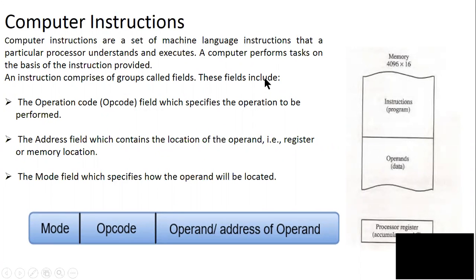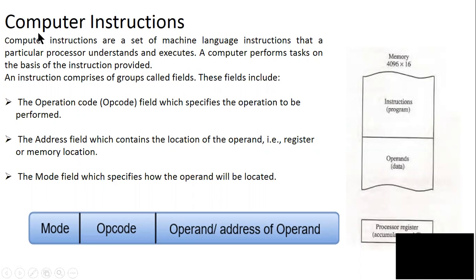What are computer instructions? Simply, an instruction means a command to do something. In humans, if you say go out of the class, it's a command, or read something, it's a command. Similarly, a computer instruction means a command to a computer to do something.